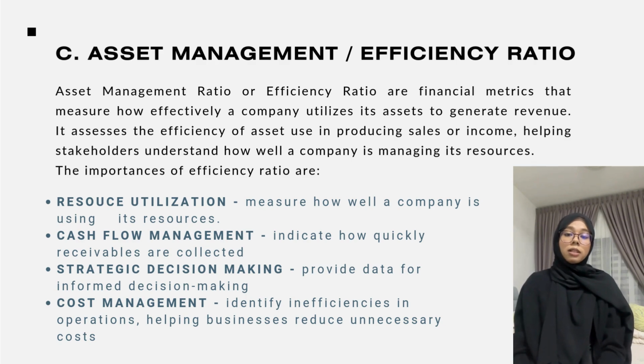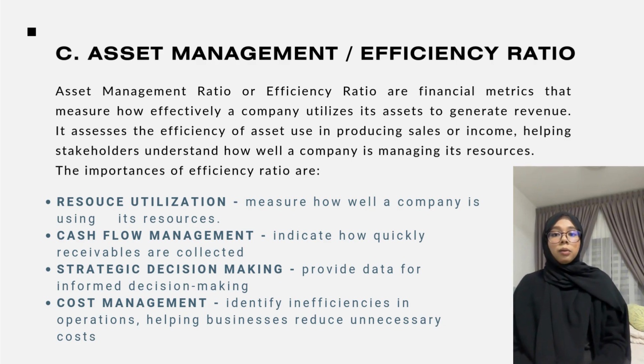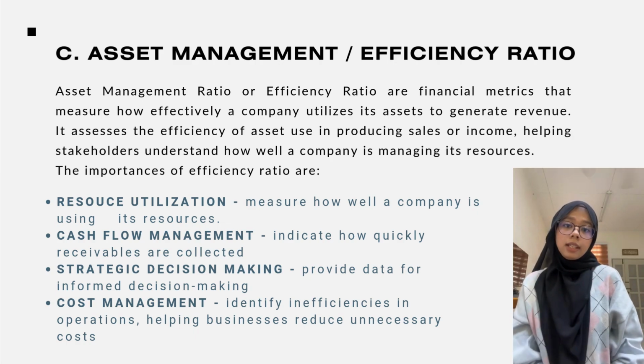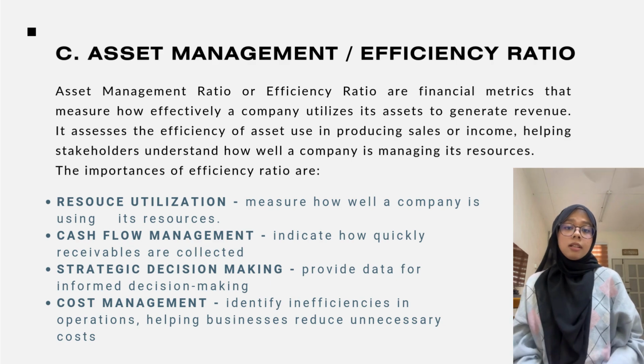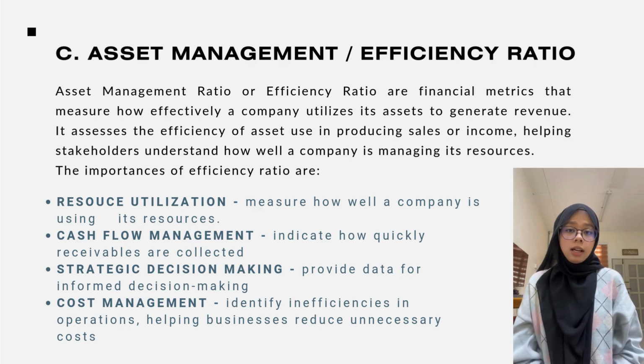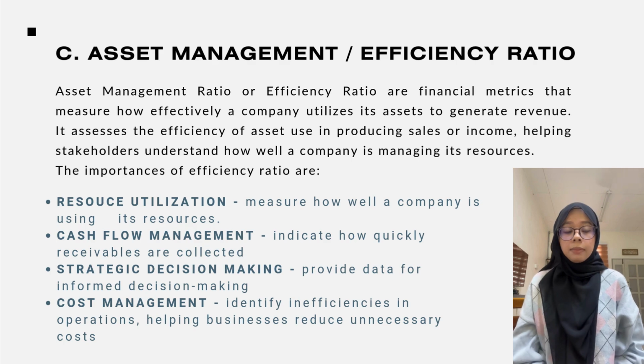For example, inventory turnover ratio evaluates how efficiently inventory is sold and replaced, while asset turnover ratio measures how effectively assets generate the revenue. The second one is cash flow management. Efficiency ratios are essential for managing cash flow. They indicate how quickly the receivables are collected and how efficiently the payables are handled.